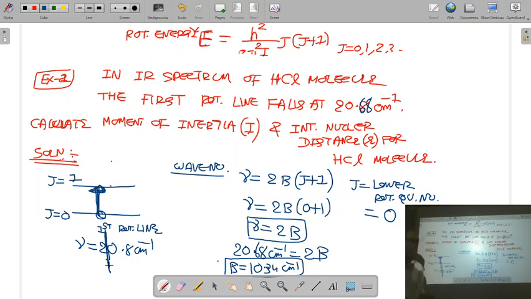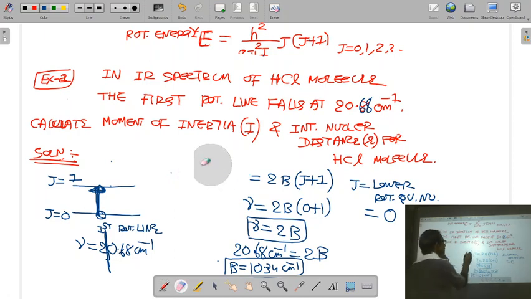So, we got the rotational constant B from the wave number of the first rotational line nu. The equation of wave number of rotational line is 2B(J plus 1). The first rotational line is obtained when the HCl molecule makes a transition between 0 and 1, so the lower quantum number is 0. Then nu is equal to 2B. The wave number of the first rotational line of HCl is 20.68, equal to 2B, so the value of B is 10.34.